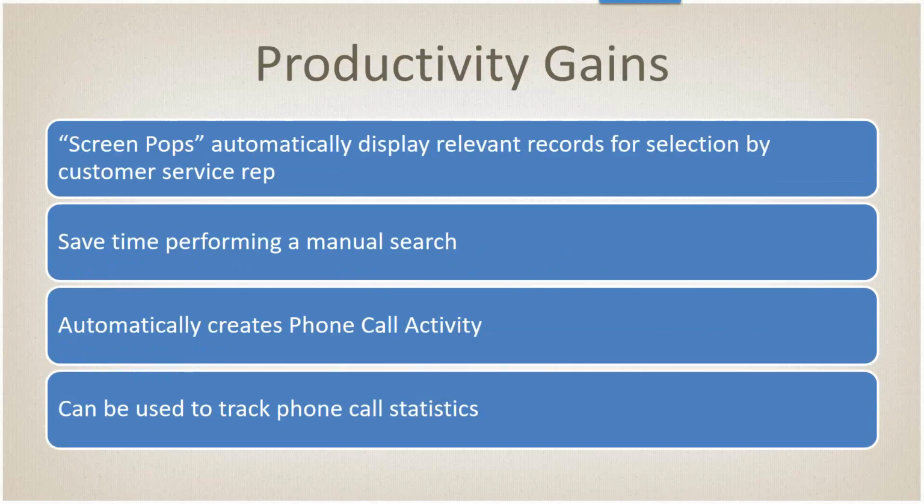And the idea here is you have an inbound call. It will take the phone number. It will attempt to look up the record or records that could possibly be a match. It will show you that information and allow you to click it and then open the record up. This saves time for the customer service rep because they don't have to do a manual search. It can automatically create a phone call activity, and it can be used to track statistics later on of here are the number of phone calls that we're getting per day. And again, this is all a management type of thing.